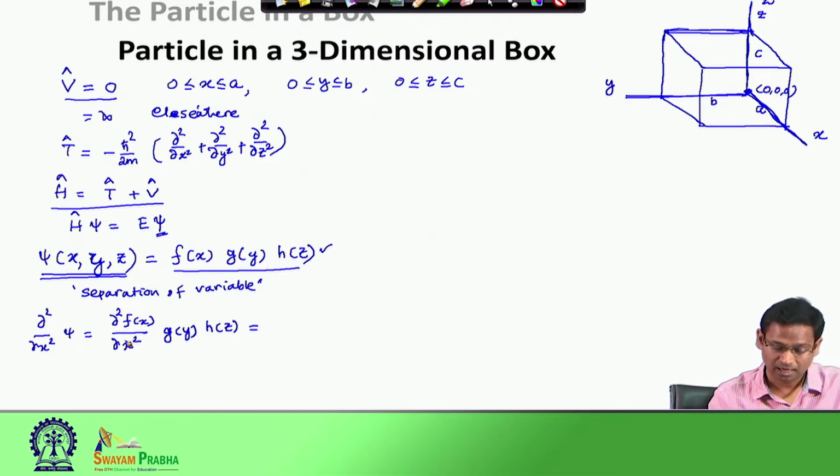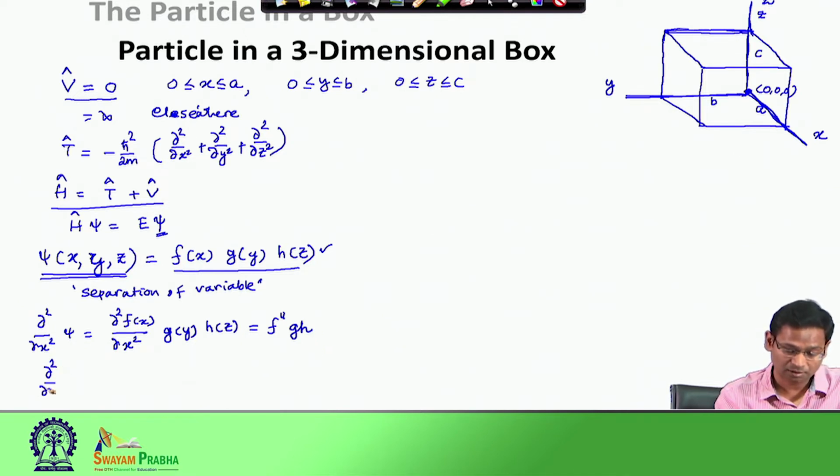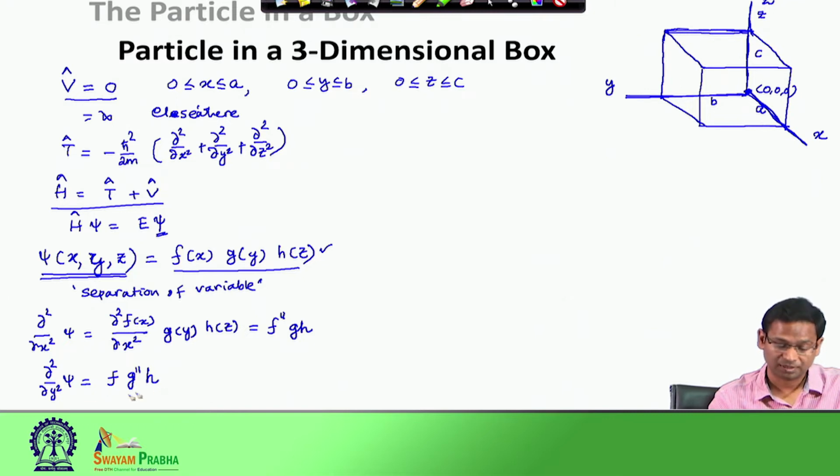or in shorthand I can write this expression as f double prime, which represents the second derivative of f, times g and h. Similarly, I can write down the second derivative with respect to y as f, which is a function of x, times the second derivative of g, which is a function of y, times h, which is a function of z. Because when I am taking the second derivative with respect to y, the x and z functions will remain unchanged.